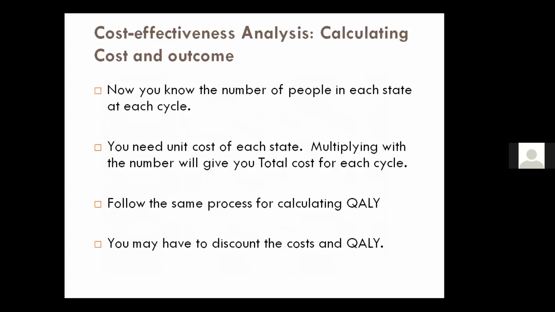And finally, for the cost-effectiveness analysis, you have to calculate the cost and quality. For cost, you now know how many people are in each state at each cycle, the numbers. What you need now is the unit cost of each state, the per patient cost of each state, and multiply by the number. That will give you the total cost for each cycle. Follow the same process for calculating quality.